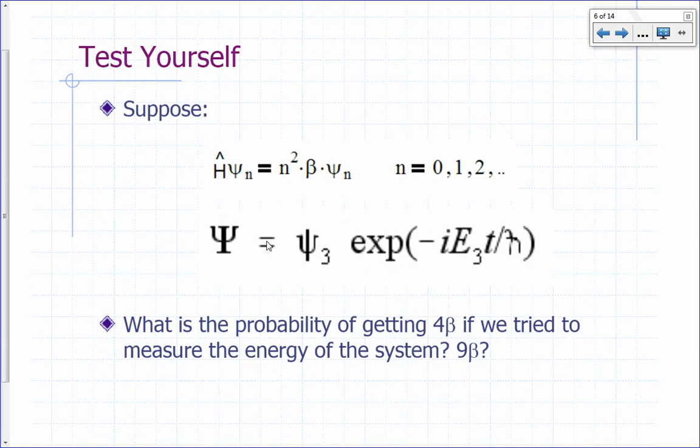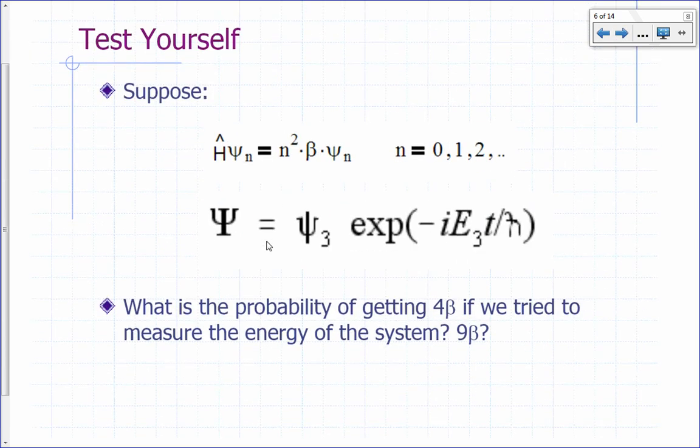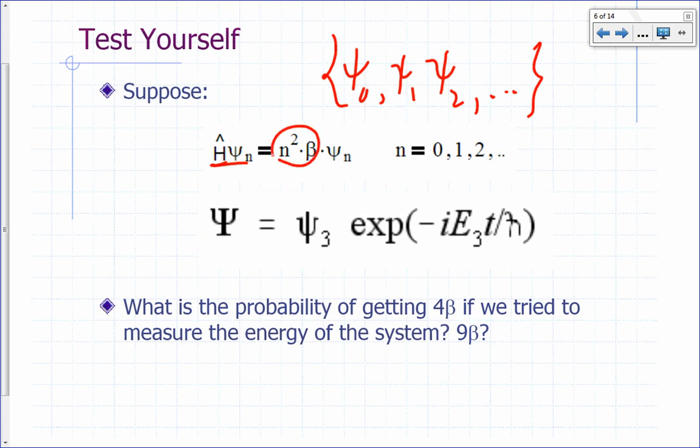All right, so let's look at an example here. Let's say you have a series of solutions, psi 0, psi 1, psi 2, and so on. Let's say that's your eigenbasis for your Hamiltonian operator. So H hat operating on psi n gives you n squared beta times psi n. These are your eigenvalues, right? The constant that you get is your energy, so let's call that E sub n. And let's say big psi happens to be little psi 3 times e to the negative i E3 t over h bar.